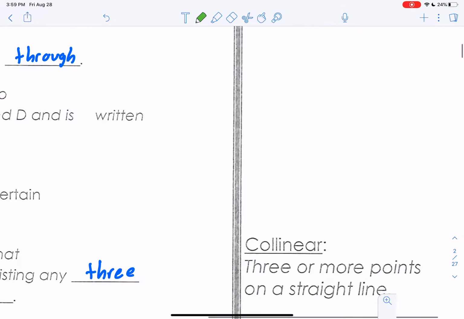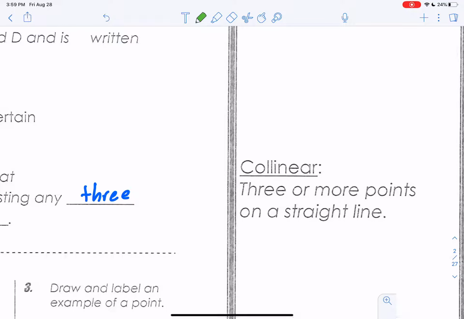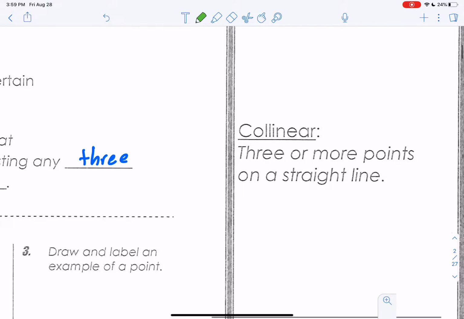The other one we have right here is this word collinear, and I just talked about this. Collinear means three or more points on a straight line. For example, if I want to show you three points that are collinear, I'll call this X, this Y, and this one Z, and I can draw a straight line through these three points. So we would say these points are collinear.